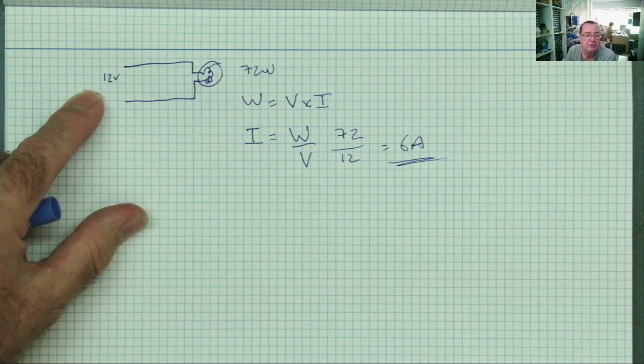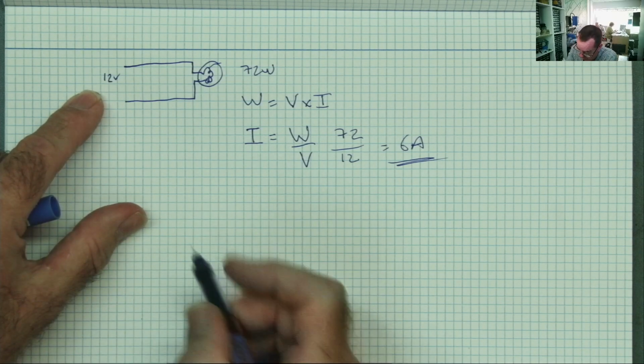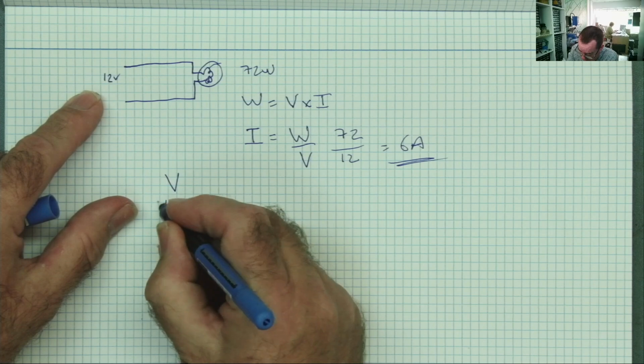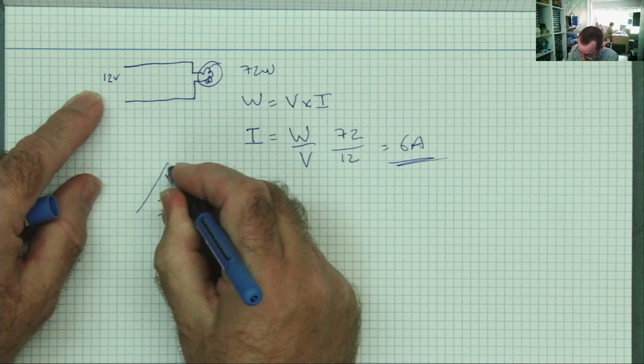What's the resistance of the bulb? Well, this is easy as well. Ohm's law, V, I, R.